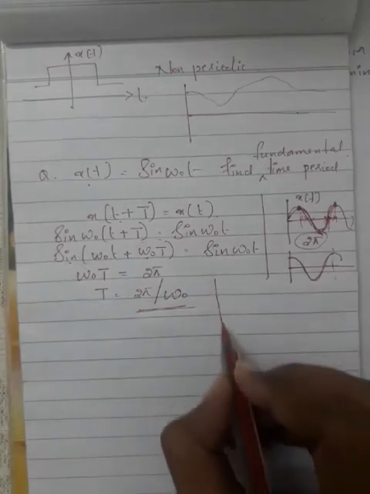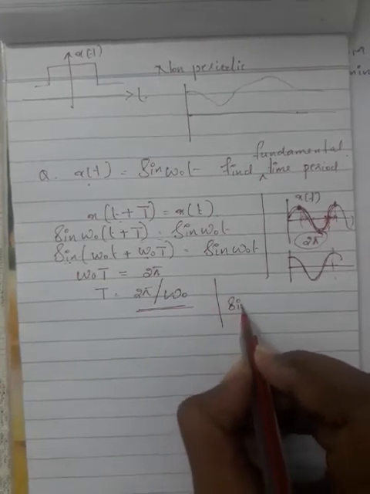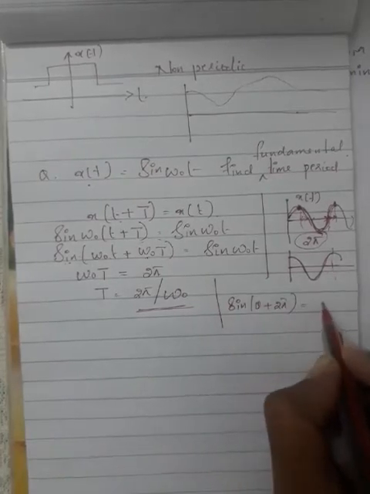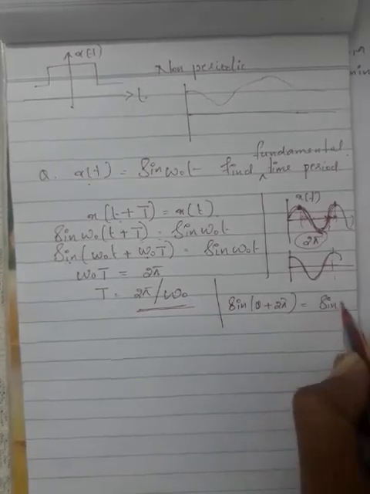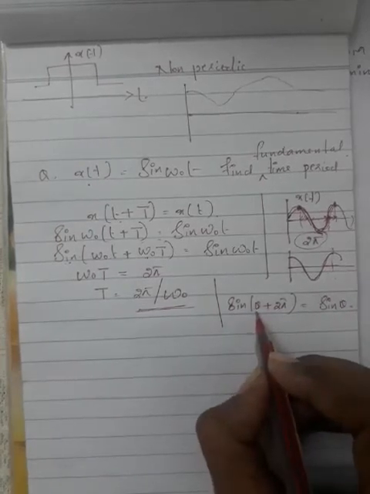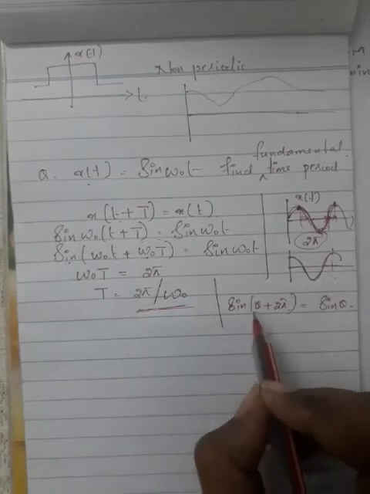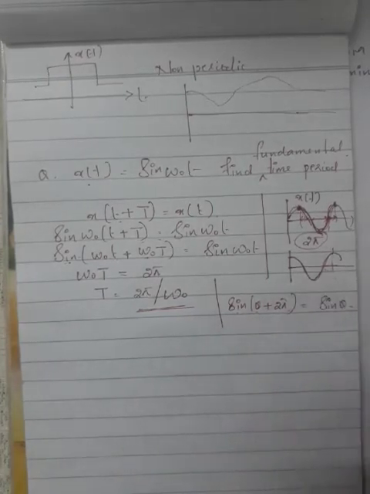Otherwise, you should remember that sine of theta plus 2 pi is equal to sine theta. For every sine theta, after 2 pi duration, the signal will repeat. This is applicable for sine signal and cosine signal.